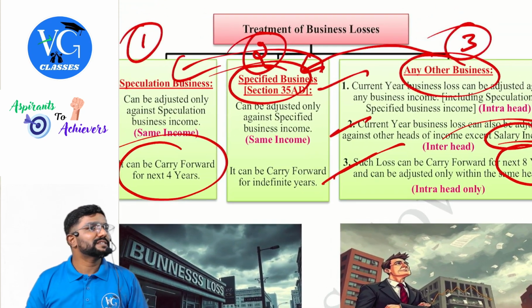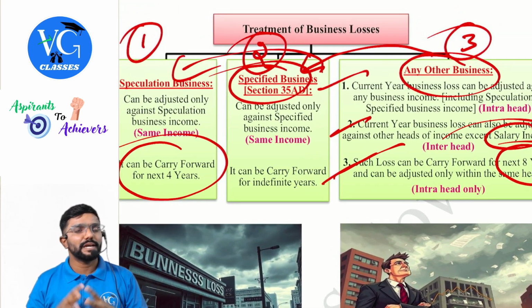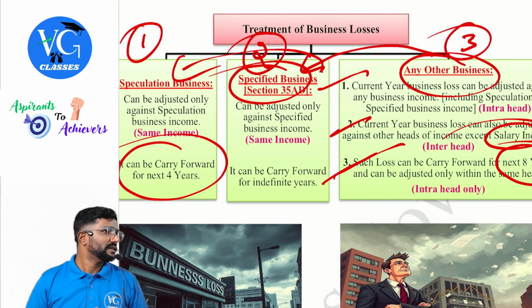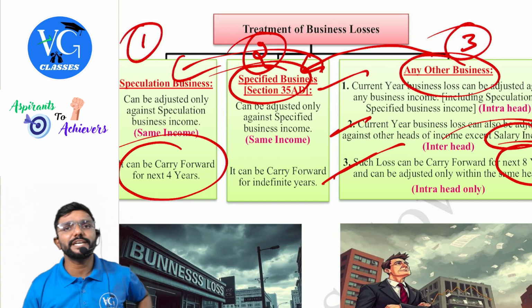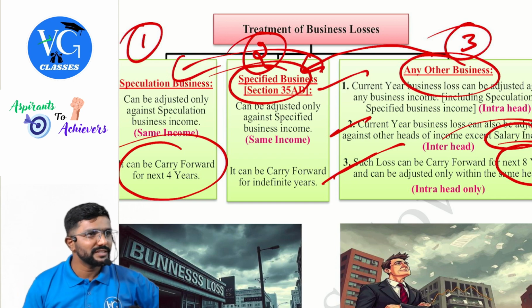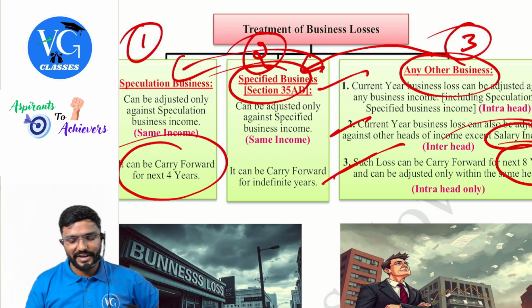Understood the treatment of business loss? Yes, please be careful. These businesses, I have divided into three categories only for loss adjustment. And if the question is silent about the type of business, you will assume it to be normal business. Normal in the sense other than speculation and specified.